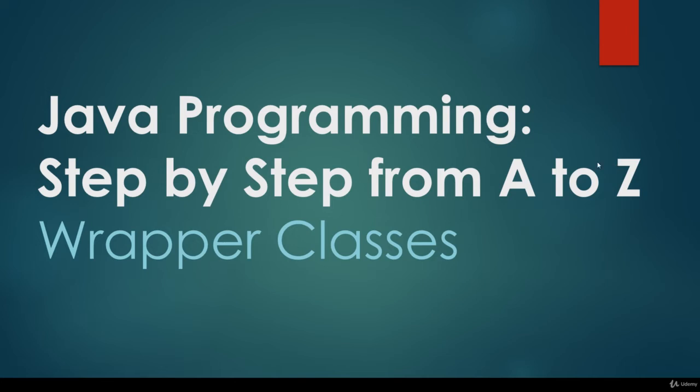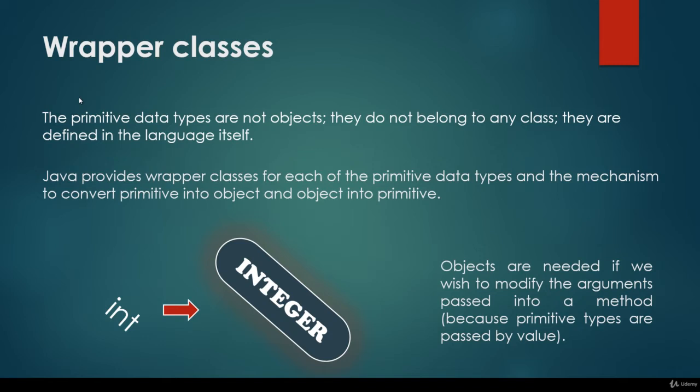In this lecture, we are going to talk about wrapper classes. So first of all, the primitive data types are not objects. They do not belong to any class. They are defined in the language itself. So Java provides wrapper classes for each of the primitive data types and the mechanisms to convert primitives into objects and vice versa. Okay, so you may pose the question: why do we need objects?